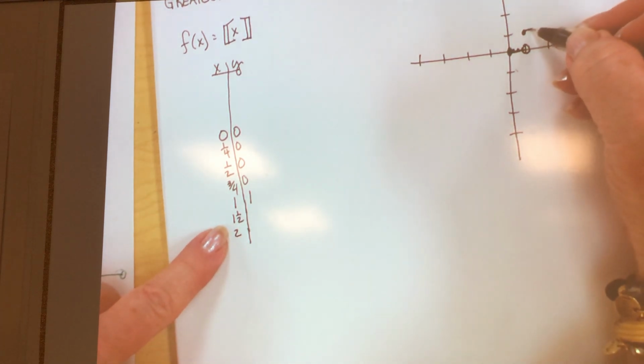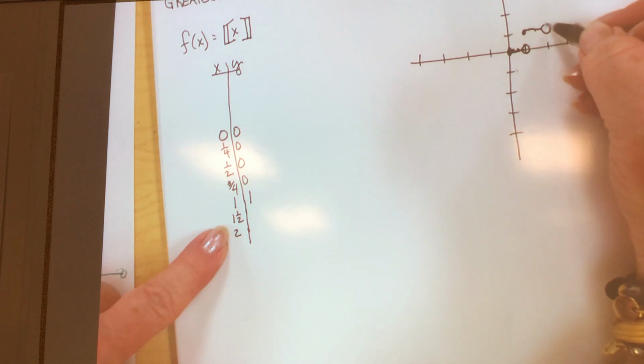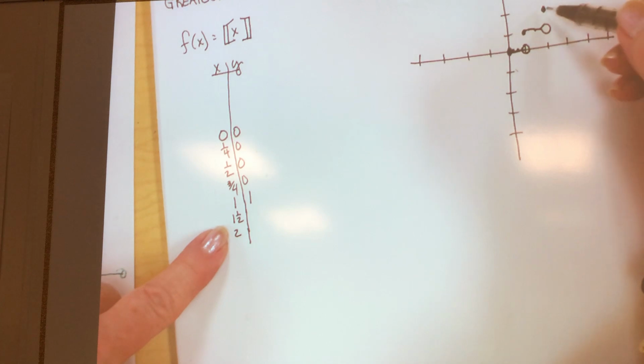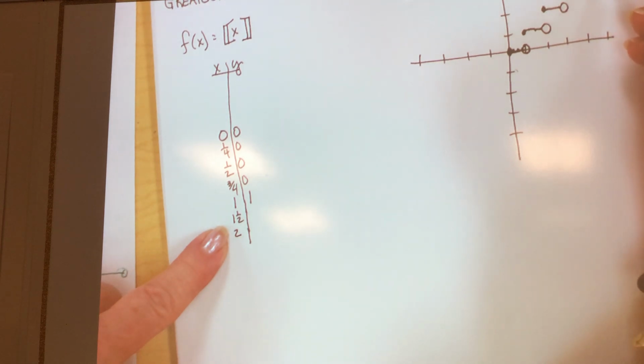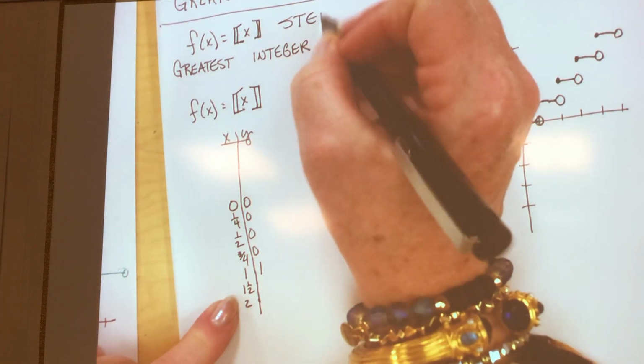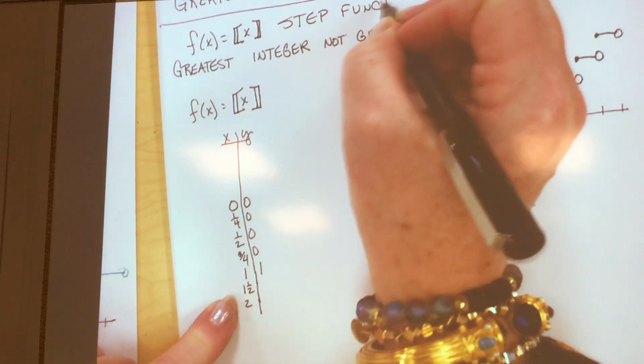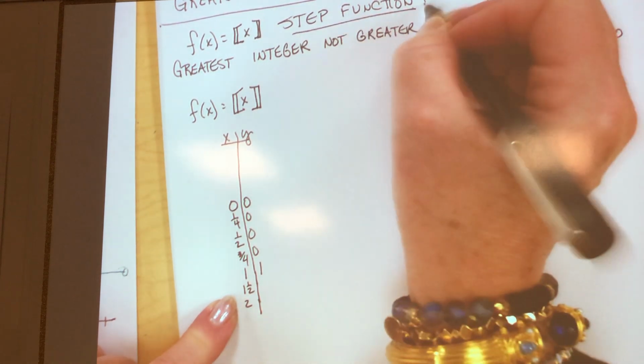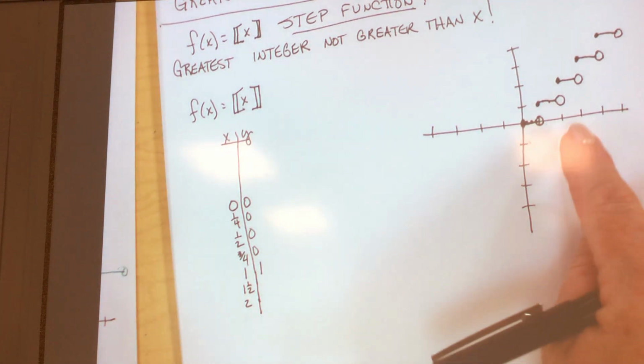So it stays 1 up until you get to 2, and then it goes up to 2. And it stays 2 until you get to 3, and then at 3, it jumps up to 3. It stays 3 until you get to 4, and then it jumps up to 4. What does that look like? A stair step. That's exactly it. This is called the step function. Why? Because that's exactly what it looks like, people.